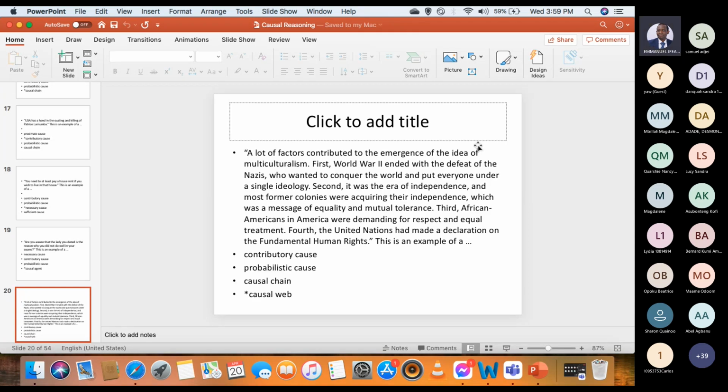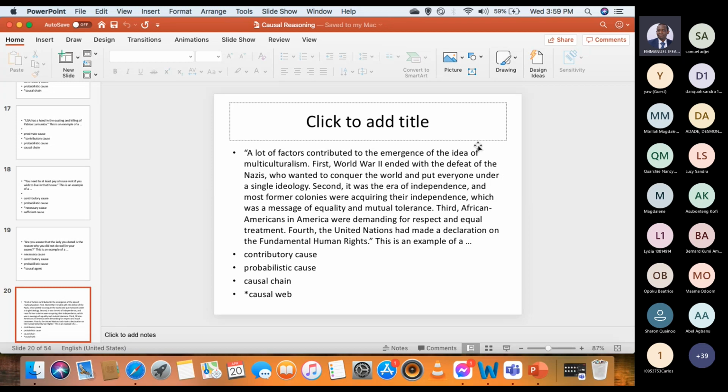A lot of factors contributed to the emergence of the idea of multiculturalism. First, World War II ended with the defeat of the Nazis, who wanted to conquer the world and put everyone under a single ideology. Second, it was the era of independence, and most former colonies were acquiring their independence, which was a message of equality and mutual tolerance. Third, African Americans in America were demanding respect and equal treatment. And then fourth, the United Nations had made a declaration on fundamental human rights.